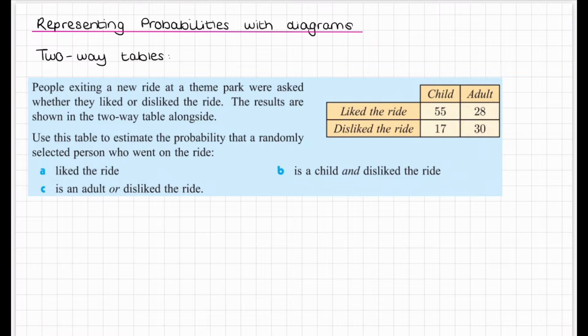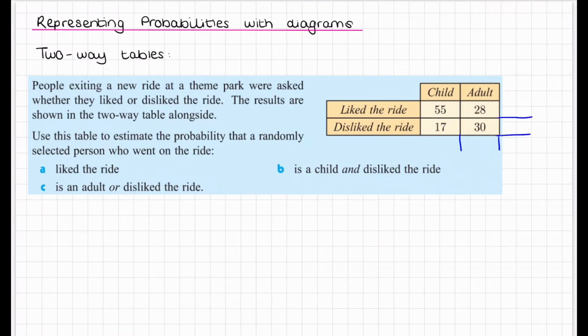People exiting a new ride at a theme park were asked whether they liked or disliked the ride. The results are shown in the two-way table alongside. Use this table to estimate the probability that a randomly selected person who went on the ride, liked the ride, is a child and disliked the ride, and is an adult or disliked the ride.